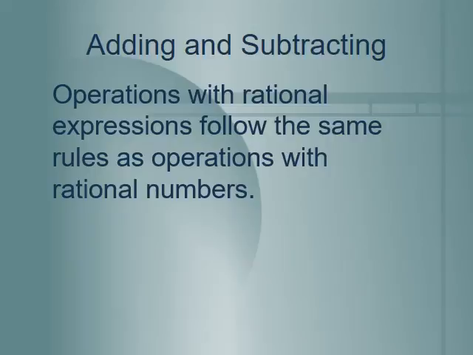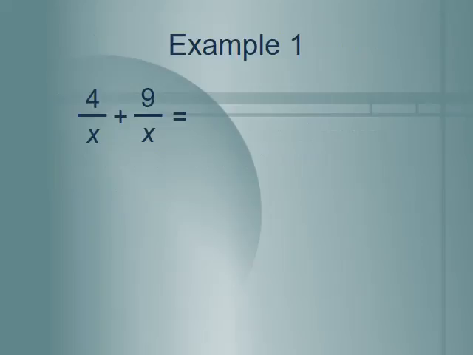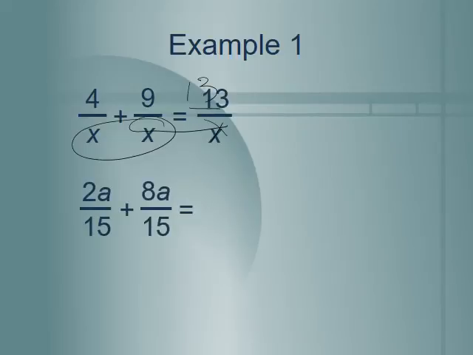First of all, we use the same rules as we would with fractions or any other rational numbers as far as adding and subtracting. This will come in especially important whenever we have negatives and positives. Okay, so let's look at 4 over x plus 9 over x. They have the same common denominator, so you keep that common denominator and add the numerators. So then you have 13 over x.